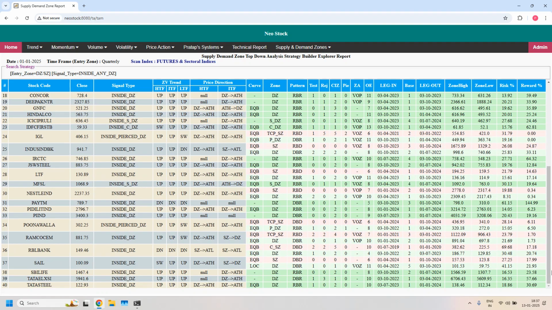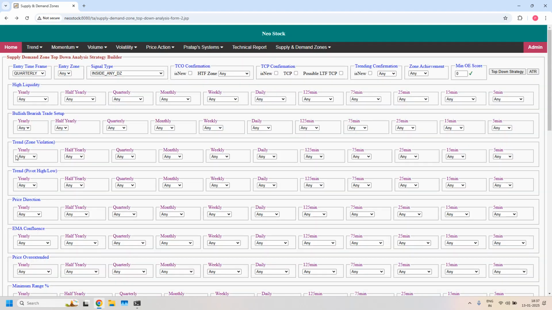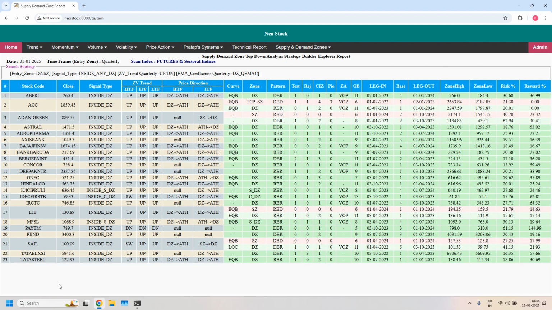Because the list is very big, you can further filter this list based on quarterly EMA Confluence. Let's verify. In the EMA Confluence at quarterly time frame, quarterly demand zone having quarterly EMA Confluence. And the trend in quarterly time frame should not be sideways because EMA Confluence does not add any extra advantage if the trend is sideways. So that's why I'm selecting up or down, not sideways. Let's filter. We got 23 stocks. All these 23 stocks are having quarterly demand zones with the quarterly EMA confluence.